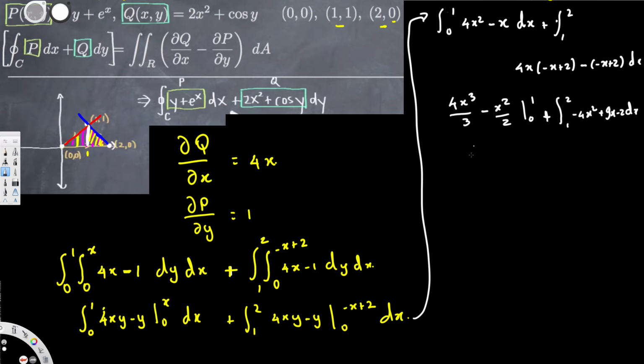Here we can plug this one. This is going to be just 4 over 3 minus 1 over 2. If we plug 0, the whole thing is going to be 0. So we don't have to worry about that part. Now let's do this part.